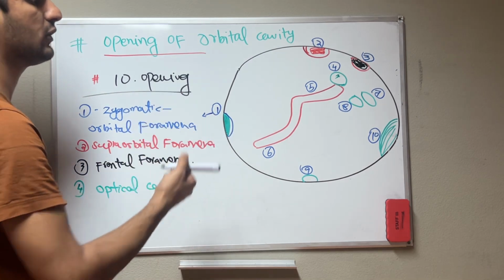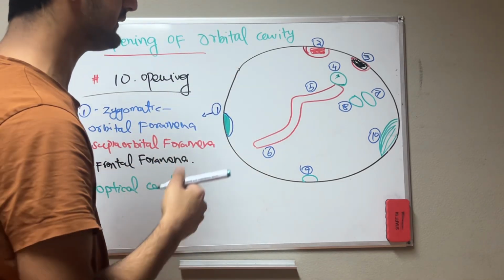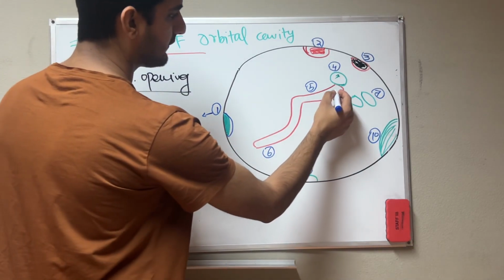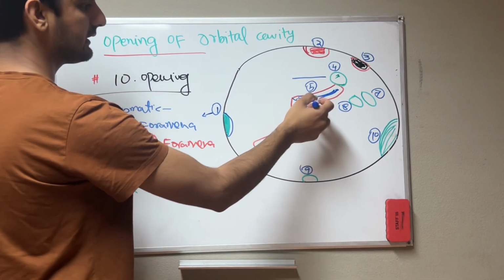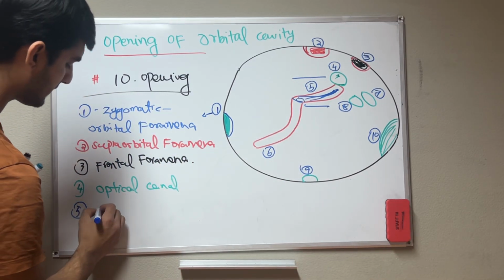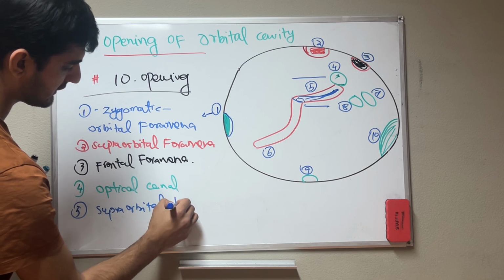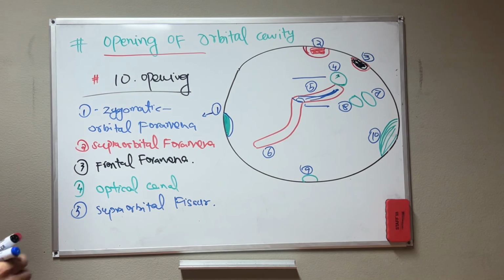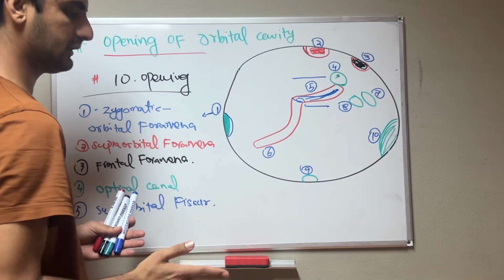Why do we say we have 10 openings in the orbit? Because these are openings that connect with the orbit. Now the fifth one: between the lesser wing and greater wing of the sphenoid bone we have the superior orbital fissure. The fifth opening is the superior orbital fissure, or fissura orbitalis superior in Latin. We have discussed the fifth opening of the orbit.